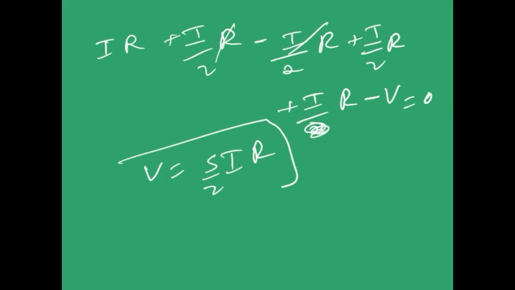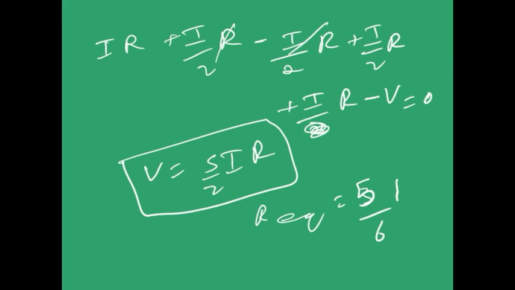What does this mean? You're going to get the same result again, Req. So it doesn't matter what loop or what path you choose. Finally, you're going to get the same answer, or I mean to say that Kirchhoff's loop law works for any loop in a circuit.